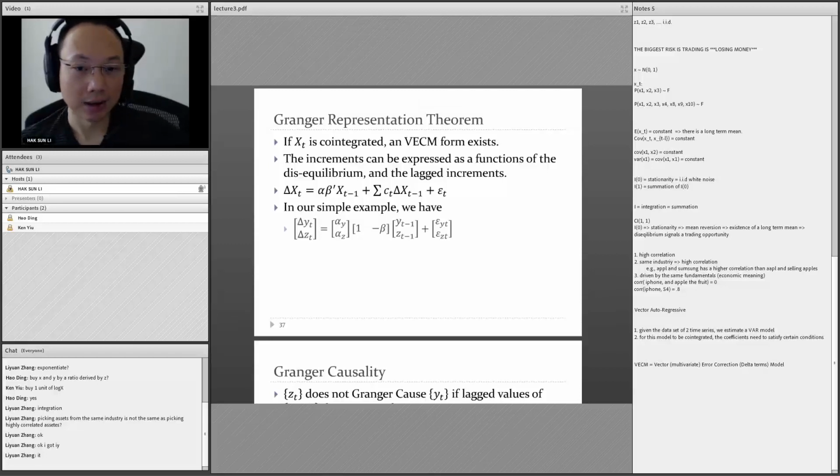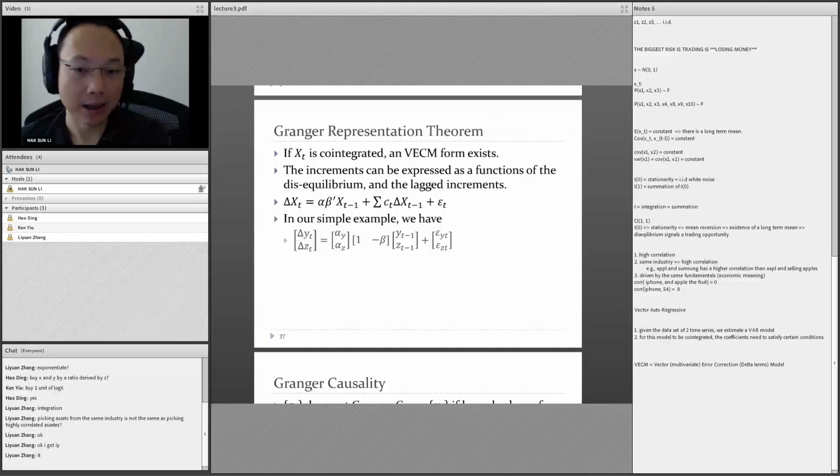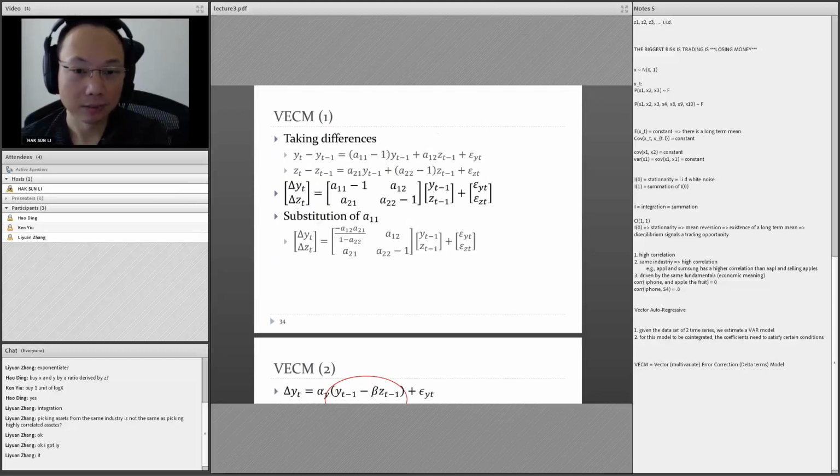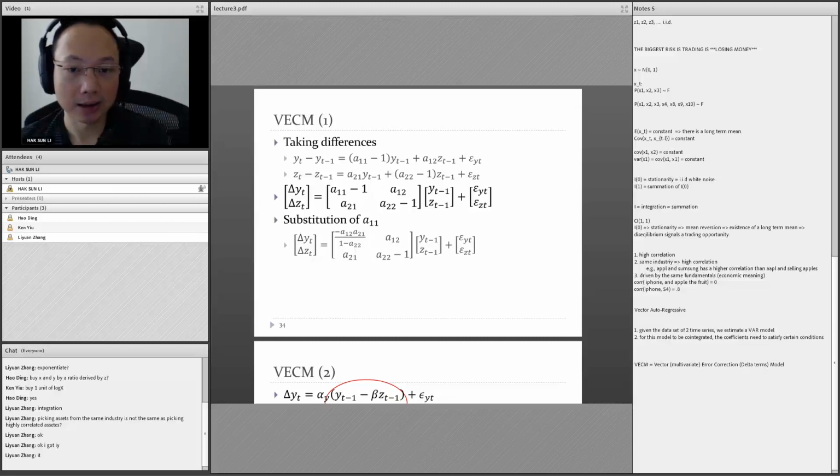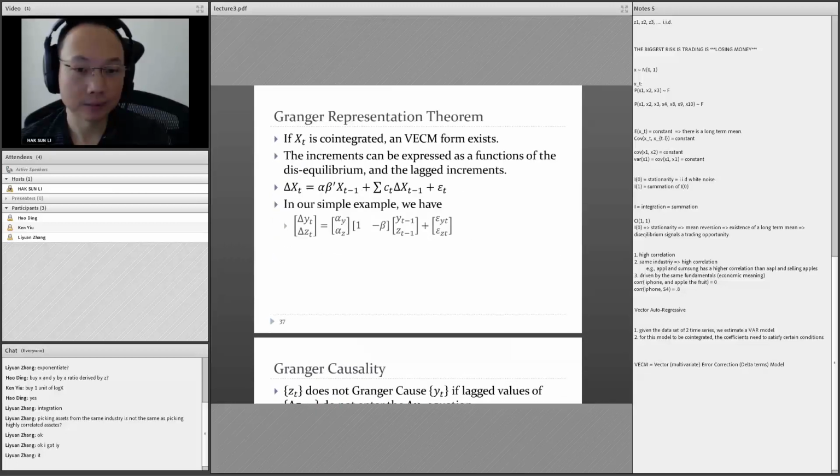So in our example, this is what we got. This vector equation is exactly the same as this equation here, except that I replace this by alpha, and this returned by minus alpha beta. So this equation is exactly the same as this equation here.